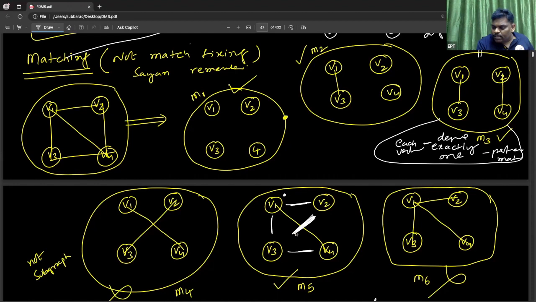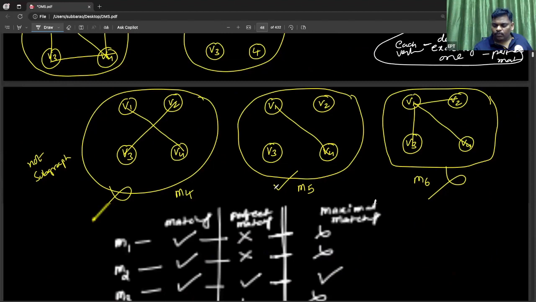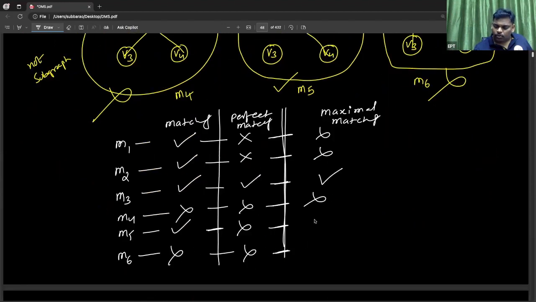There is no edge like this in the given graph. I think there is no way. If you add one more edge, it is no more matching. Further addition not possible. Remember, M5 is a maximal matching because further additions are not possible. It is a maximal matching.